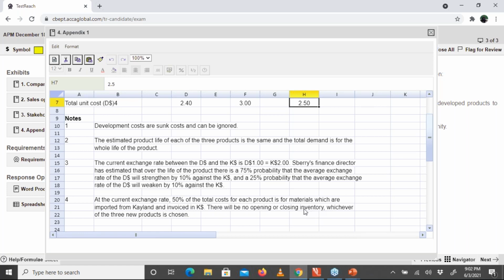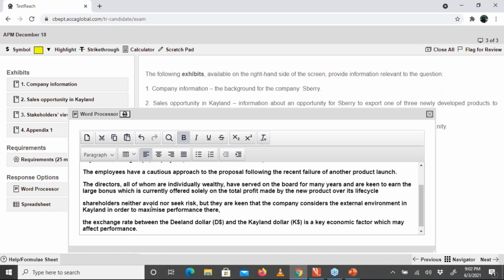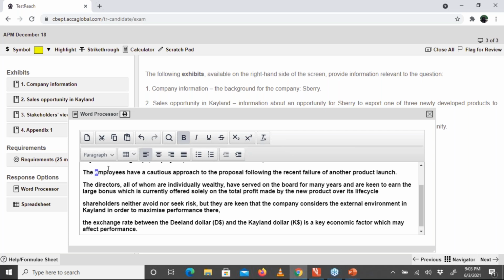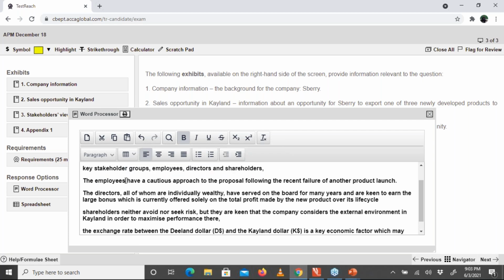Now, what exactly do we need to do with respect to this? We've got three different types of stakeholders. What are they? One of them is a director, the other is employees, and the third is shareholders. The employees are very risk averse. The directors are risk seekers, and the shareholders are risk neutral. So this is what we have with respect to it.